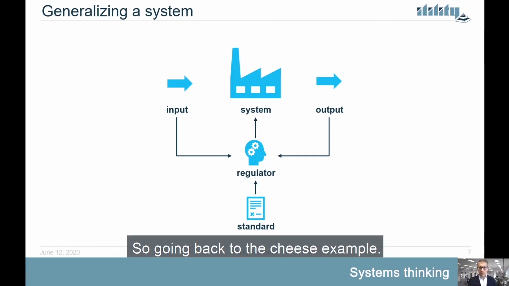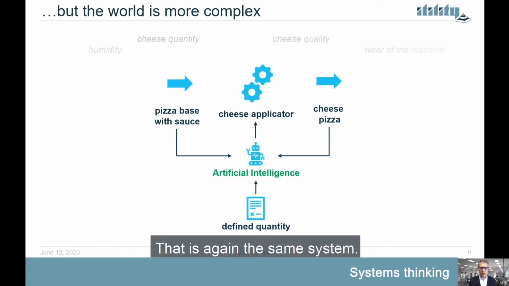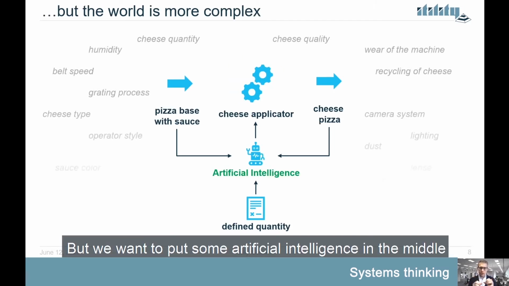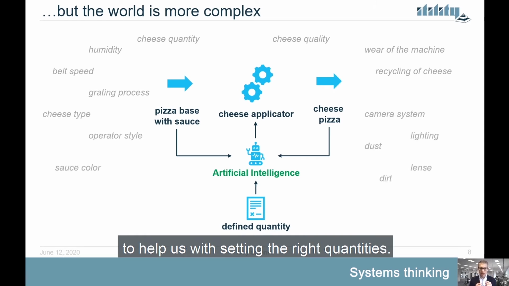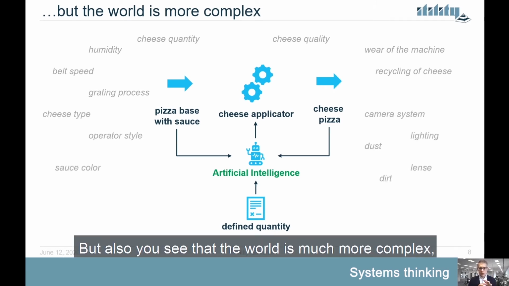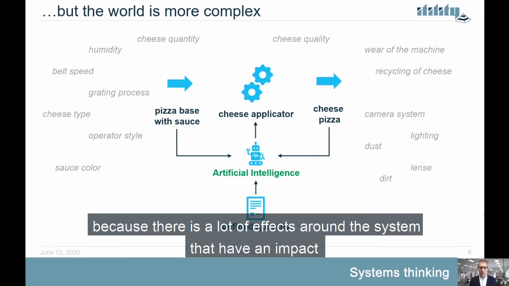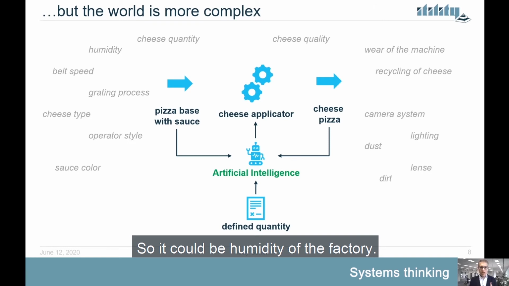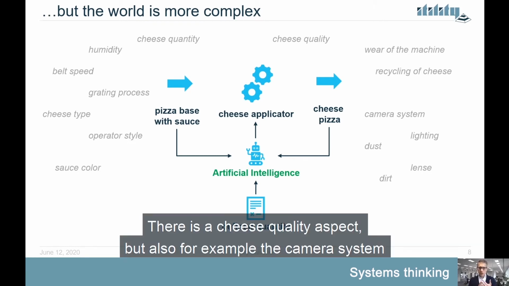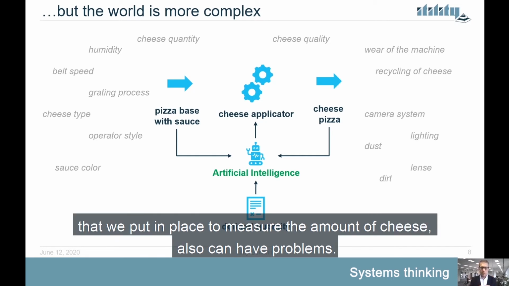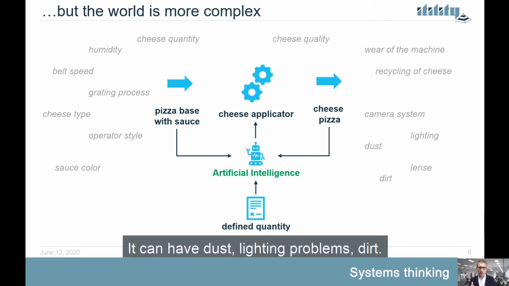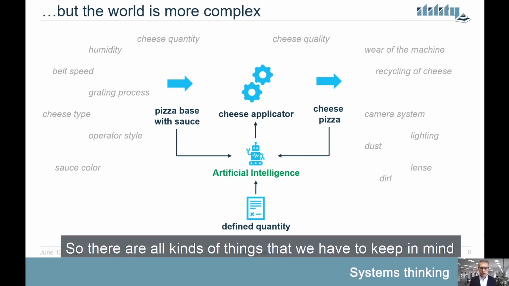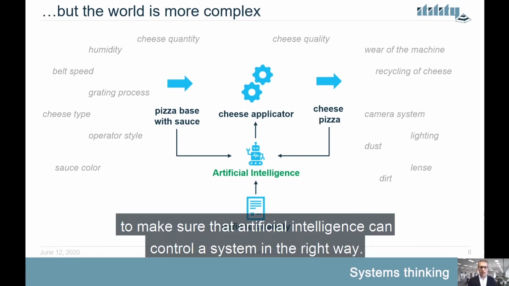So going back to the cheese example, that's again the same system, but we want to put some artificial intelligence in the middle to help us with setting the right quantities. But you also see that the world is much more complex, because there are a lot of effects around the system that have an impact on getting the right amount of cheese on the pizza. So it could be the humidity of the factory. There's a cheese quality aspect, but also, for example, the camera system that we put in place to measure the amount of cheese can have problems. It can have dust, lighting problems, dirt. So there are all kinds of things that we have to keep in mind to make sure that the artificial intelligence can control the system in the right way.